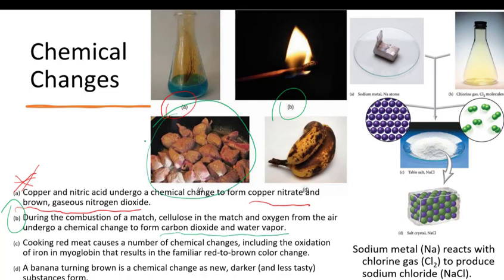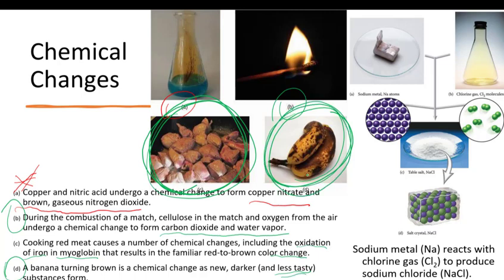Letter C. I know the picture isn't exactly appetizing at the moment, but cooking red meat causes a number of chemical changes, including the oxidation of iron in the myoglobin that results in the familiar red to brown color change. I prefer mine medium rare, personally. Letter D, we have a banana turning brown. It's a chemical change. A new, darker, and this says less tasty substance forms. Now, I think this would form tasty banana bread, in my opinion.